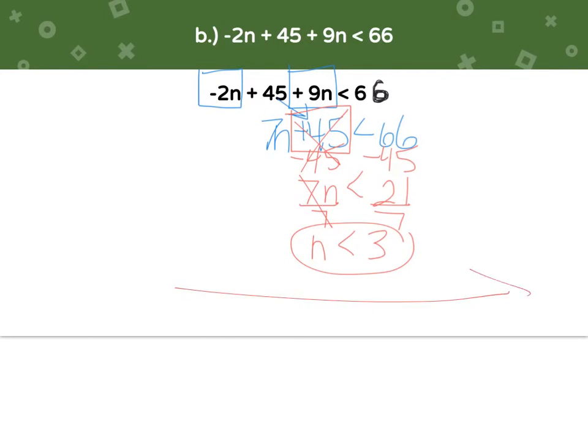Now you draw your number line, you put the 0 on and the 3 on. It is just less than, so it's going to be an open circle, and less than goes to the left, so you draw the arrow to the left. Your answer is an open circle at 3 with an arrow to the left.